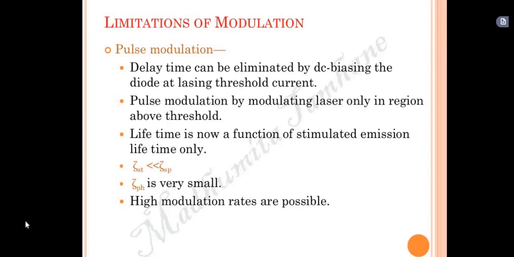The pulse modulation is done by modulating a laser only in a region above the threshold. After the threshold, it cannot move ahead. That's the reason the pulse modulation can be taken for modulating the laser in a region above the threshold only. Clear? So lifetime is now a function of stimulated emission, and the modulation can occur at a higher rate. The possibility of the pulse modulation can occur. Clear?